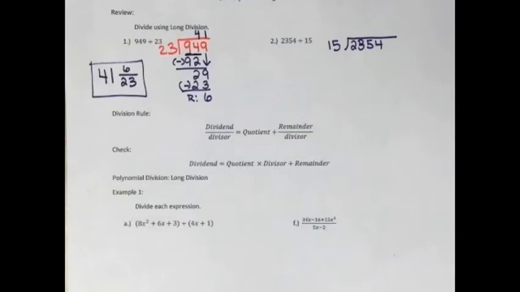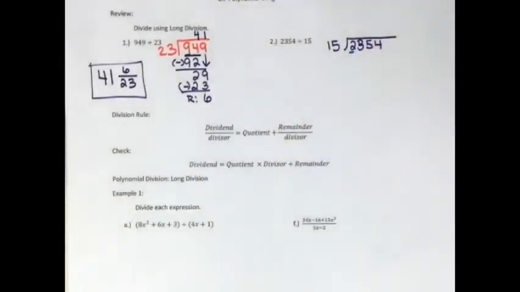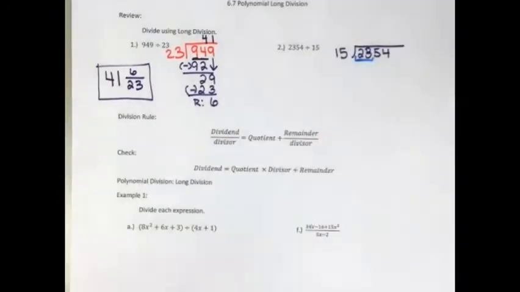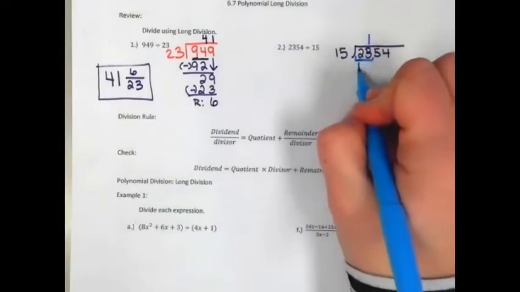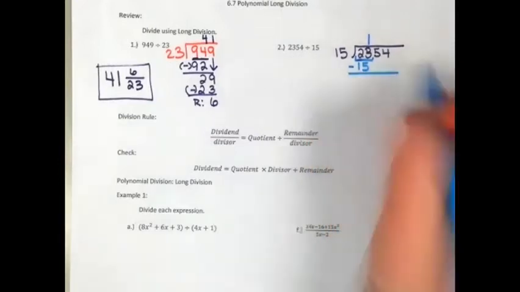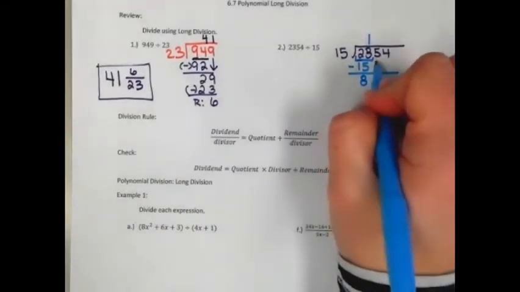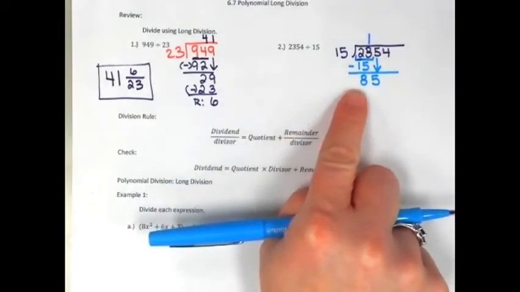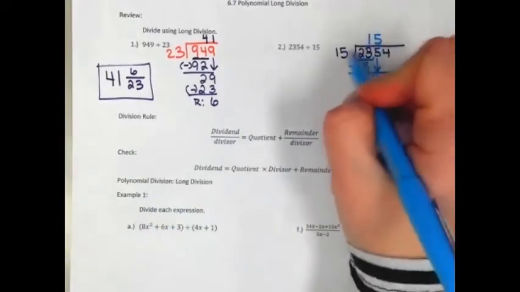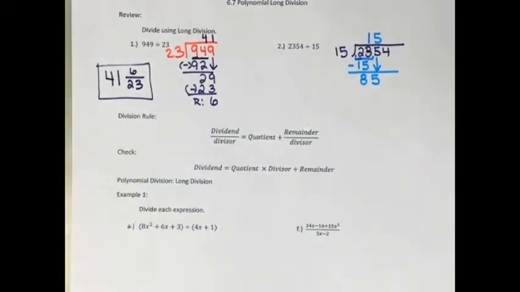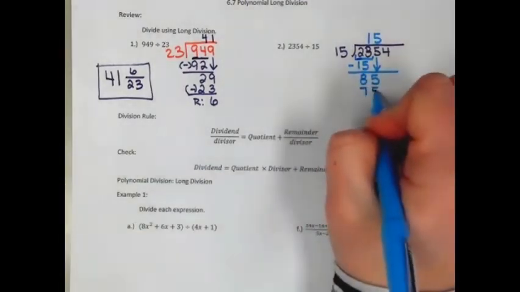Can 15 go into 2? No. But can 15 go into 23? Yes. How many times? 1. And what's 1 times 15? 15. So now I subtract, correct? What's 23 minus 15? 8. And then I'm just going to bring down the 5. Okay. 15 goes into 85 how many times? 5. And what's 5 times 15? 75, yeah? And then I subtract, right? So what's 85 minus 75?